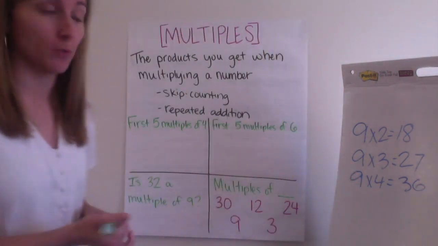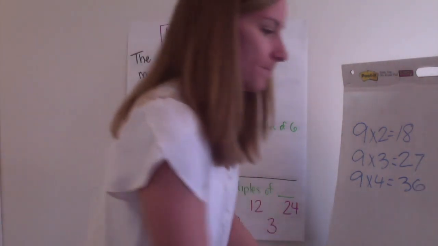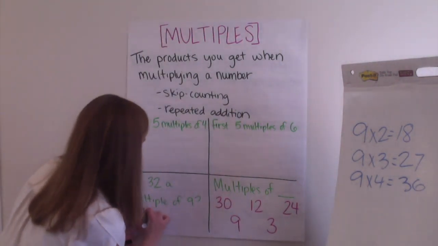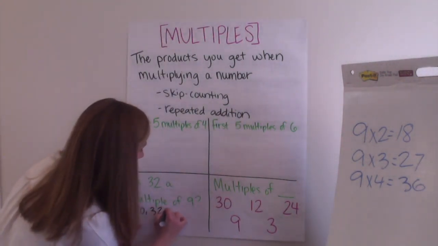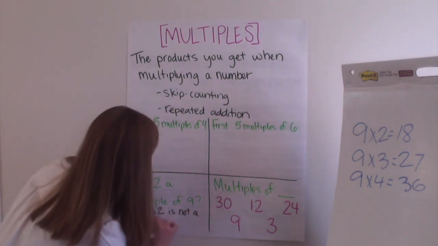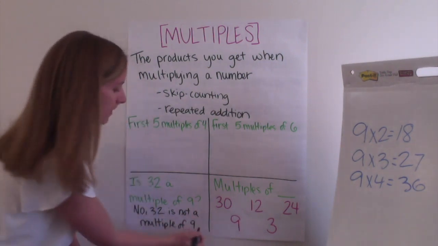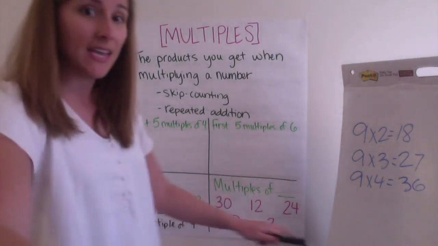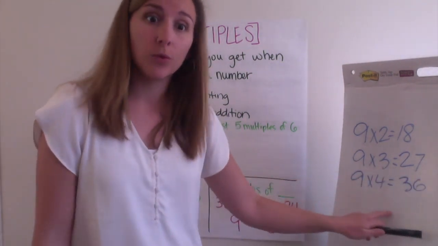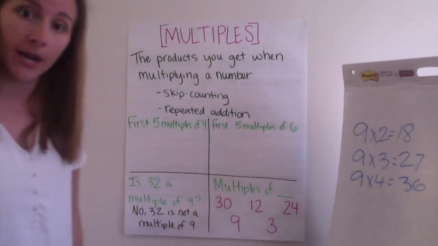It's not a multiple. So we could record our answer here and say, no, 32 is not a multiple of 9. And we could explain our thinking here, saying that 9 times 3 is 27, and 9 times 4 gets you 36, and 32 is in between there, so it's not possible. So it's not a multiple of 9.